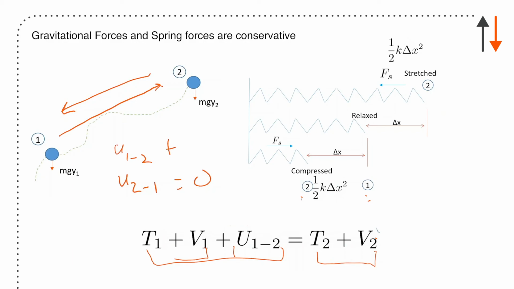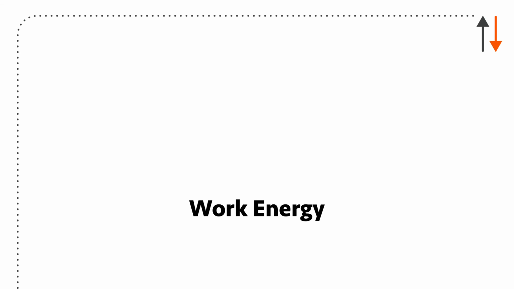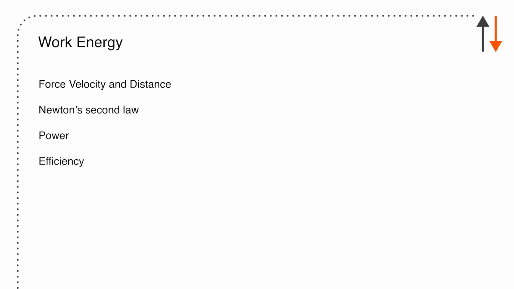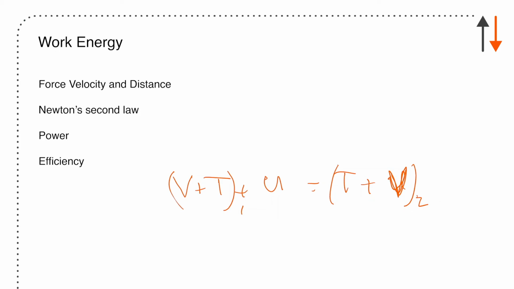And that is the important relationship that I have for the principle of work and energy. So work and energy is force, velocity, distance. Newton's second law plays a role, and so do power and efficiency. Really, the payoff in this section is that the kinetic energy and potential energy at position 1 plus the work done from 1 to 2 is equal to the final kinetic plus potential energy at position 2. And that's the conservation of energy.